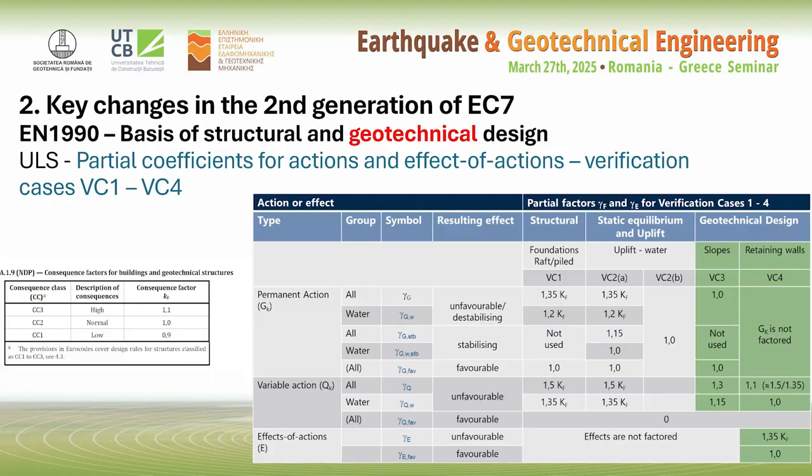What is important, let's say the most important things. There are also several other aspects that I'm not mentioning here. So for Eurocode 0, as I mentioned before, you will find the partial coefficients for actions and effects of actions, and for verification cases. These are more or less the same as before, but now there is a different label, and we are calling them now VC, verification cases.